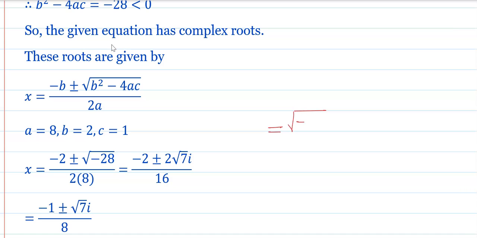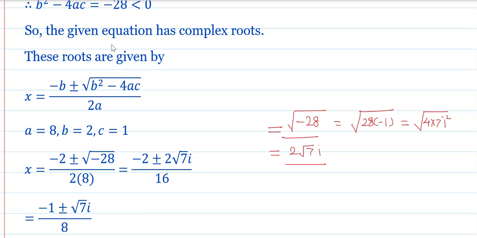See this here. Root of minus 28 can be written as root of 28 into in bracket minus 1. But minus 1 means what? i square. And 28 means 4 into 7. Minus 1 means i square. And if you find the square root, then you will get square root of 4 is 2, root of 7, and i. And therefore the value of root of minus 28 is 2 root 7 i.